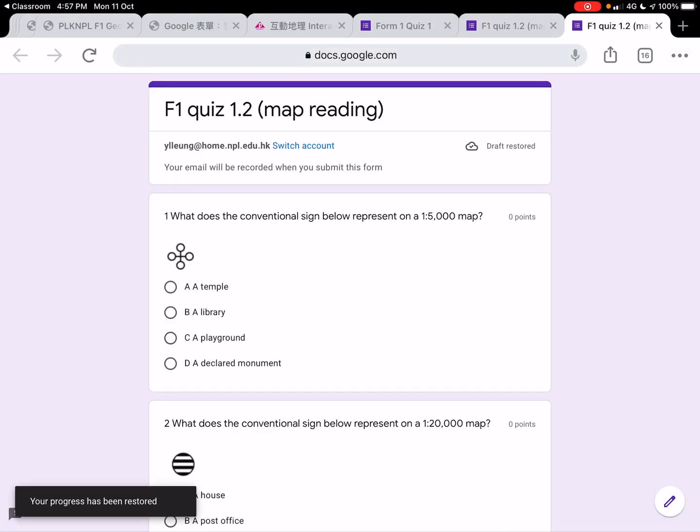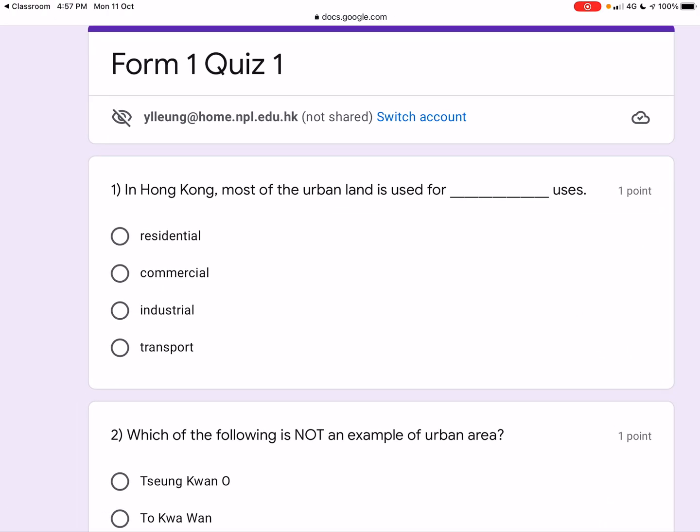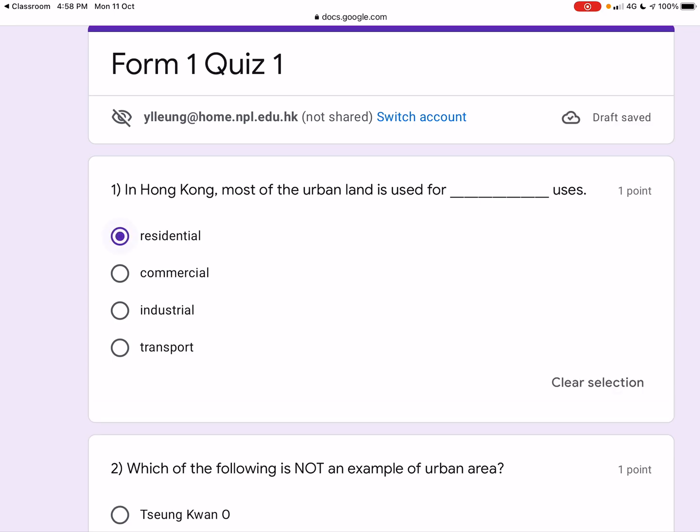For the first one, most of the urban land is used for residential land use, because most of the Hong Kong land is mainly located in different areas. Although there are lots of commercial and also industrial land use and other kinds of land use, residential land use comprises the largest share, so it should be residential.